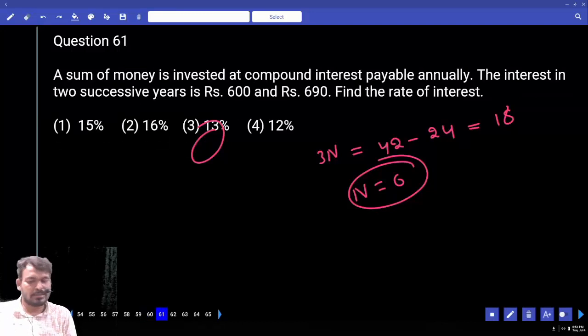Next, question number 61. A sum of money is invested at compound interest payable annually. The interest for 2 successive years is 600 and 690. Find the rate of interest.